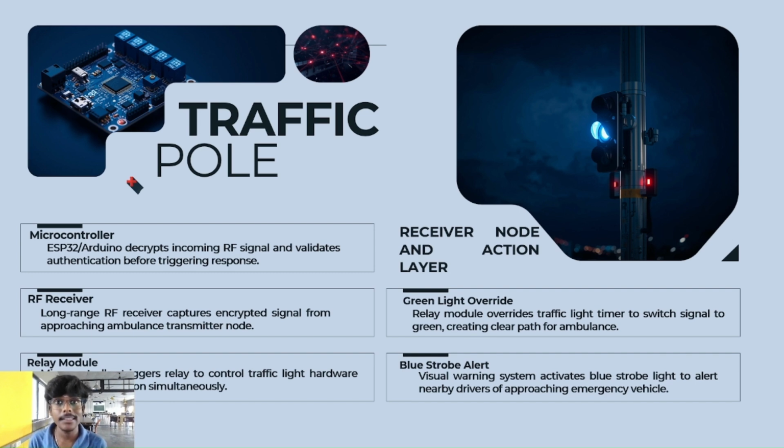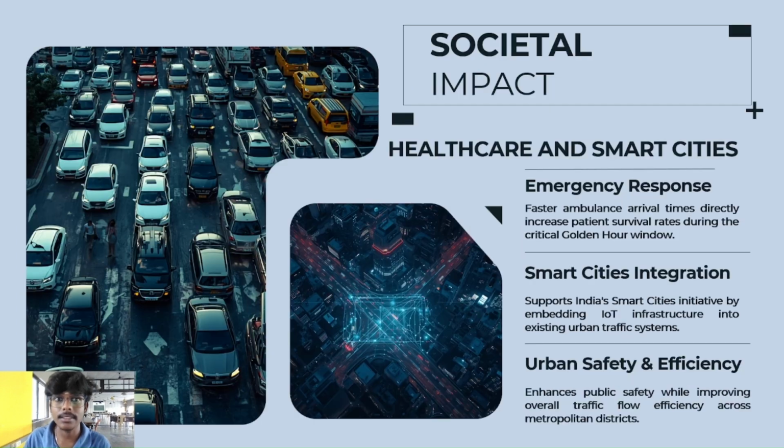Blue strobe alert. This is the key solution for this one. The visual warning system activates a blue strobe light to alert nearby drivers to the approaching emergency vehicle. Then the drivers should give space and give a path for that emergency vehicle.